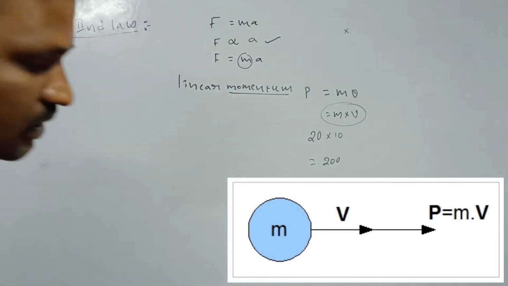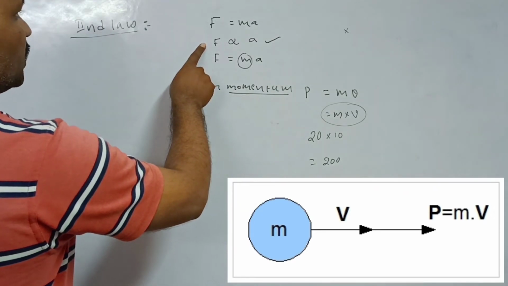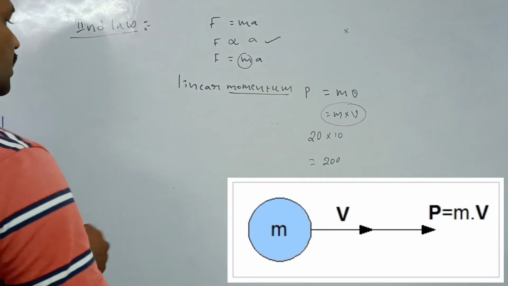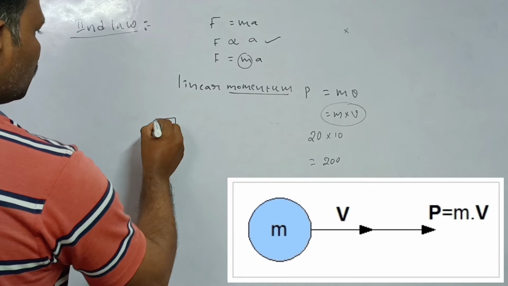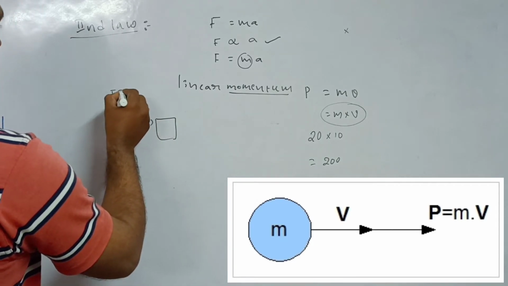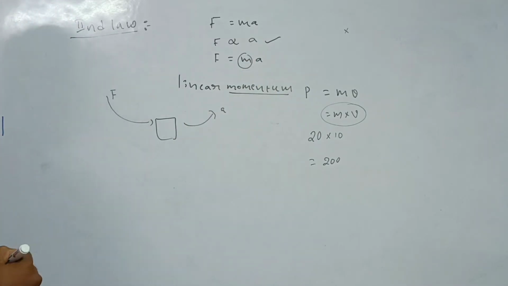So once again, what is Newton's second law? The applied force on the object is directly proportional to acceleration. For example, here is an object. Depending on the force I apply on it, it will accelerate, that is, move.